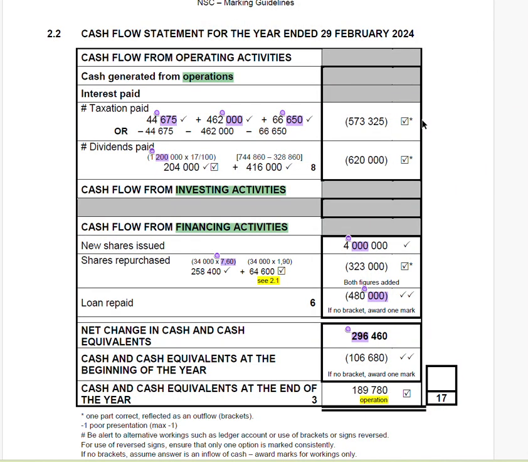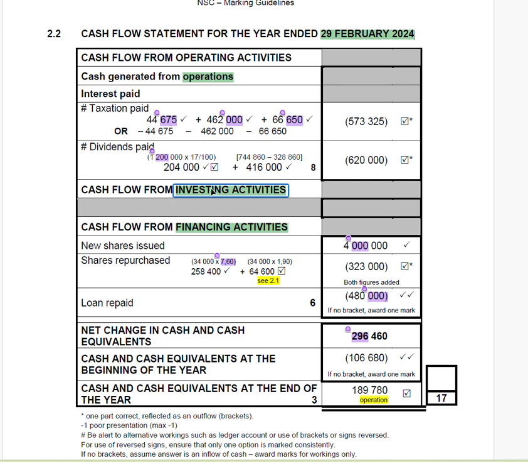I've now brought in the solution that we have, and it says cash flow statement for the year ended 29 February 2024. So it is indeed the question that we're looking at. So we know the cash flow statement is made up of three items. So it's your cash generated from operations. Those are generally interest paid, taxation paid, dividends paid, and also your profit for the year.